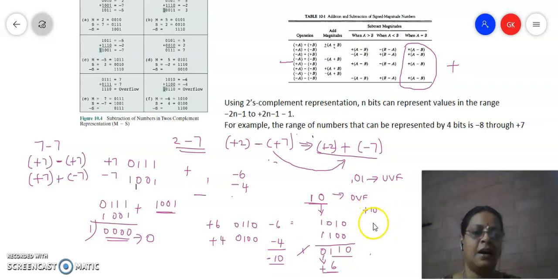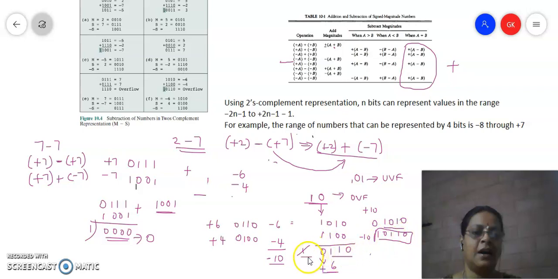For plus 10, the number is 0, then the binary equivalent is 1010. So this is the magnitude for 10, and 0 is a positive sign. Then for minus 10, how will you write it? You have to get this number: 10110. So here you have got 10110.